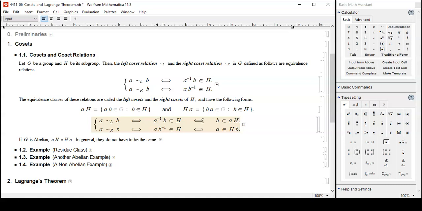So proving this equivalence here, which I just highlighted in red, will prove that this set, AH, is the equivalence class. So the set of all elements that are related to A. So B is related to A if and only if B is A times some h from H. So how do you prove that?